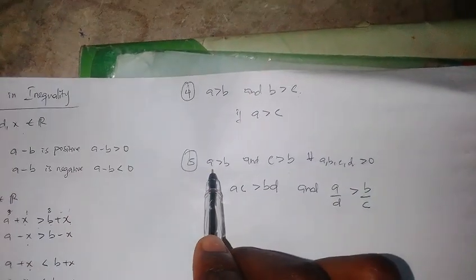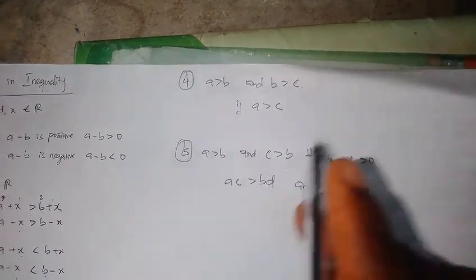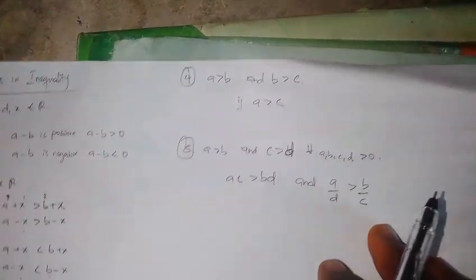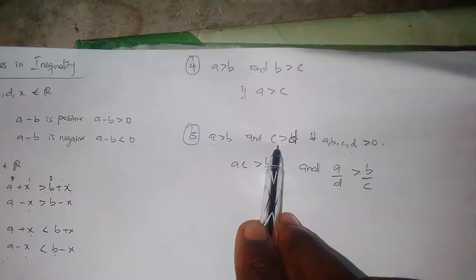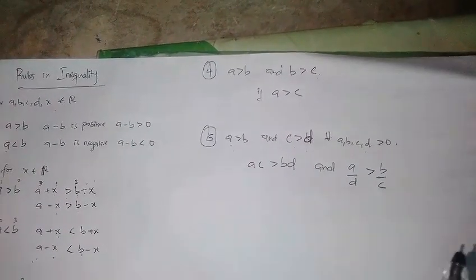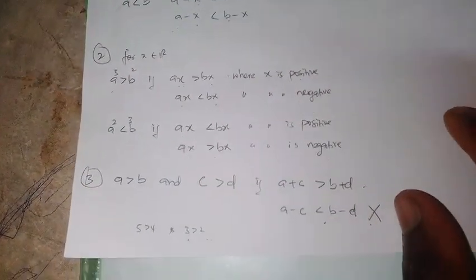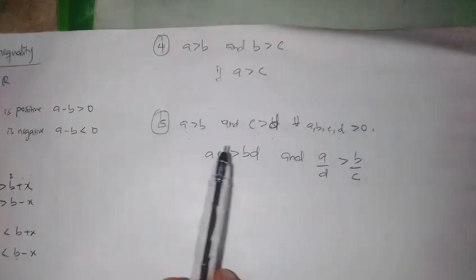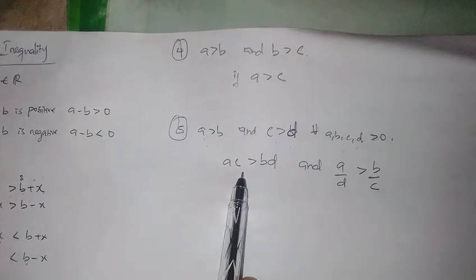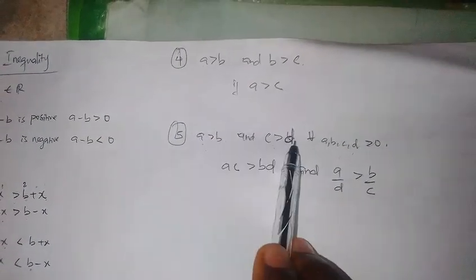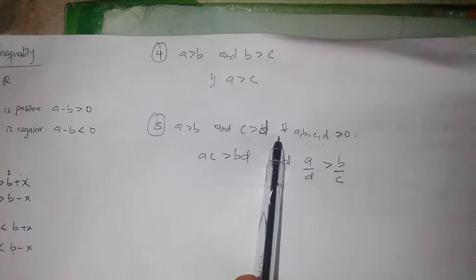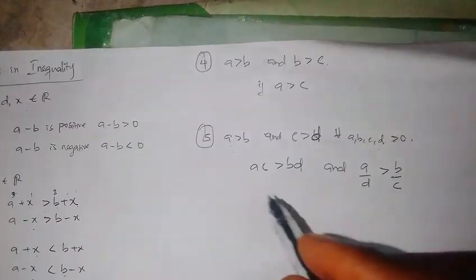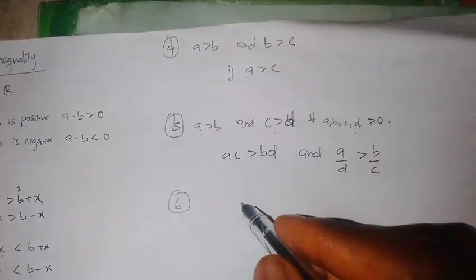If A is greater than B and C is greater than D, for all A, B, C, D to be positive, A times C must be greater than B times D, just as we did for the positive in number 3 rule. So A times C must be greater than B times D, as A over D must be greater than B over C. So that's that about that. You can test it to see that it is correct.